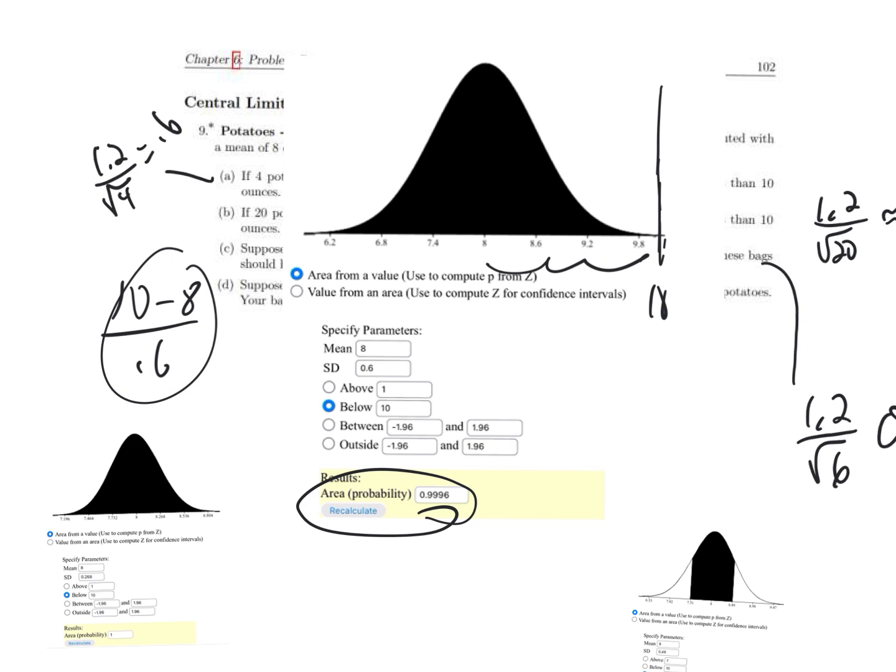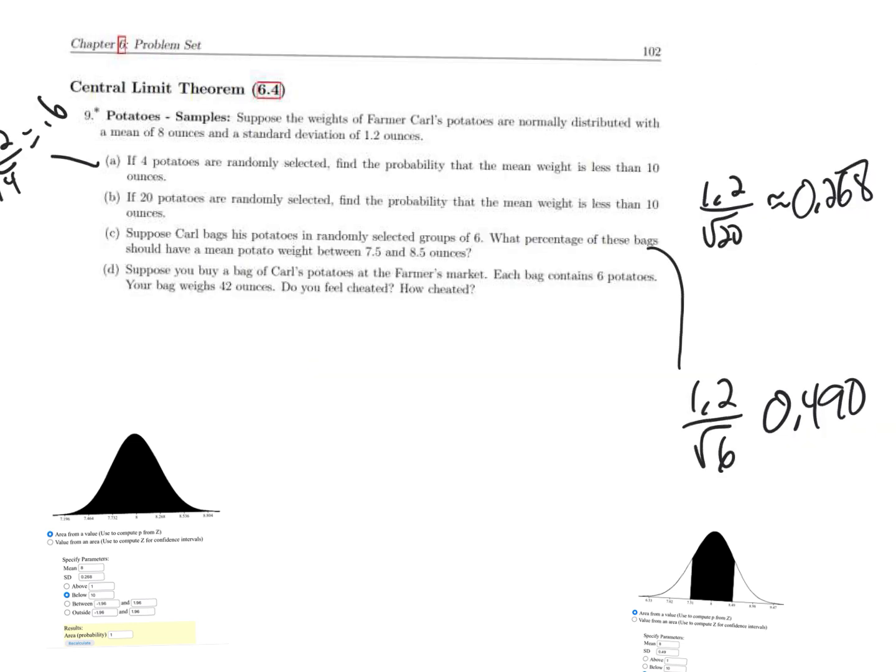For part B, now we've got a sample size of 20. I took the population standard deviation of 1.2 and divided by the square root of 20, and I got about 0.268. It's still the same question: what's the probability of less than 10? Well, when the standard deviation was bigger, it was almost 1. This is going to be 1.